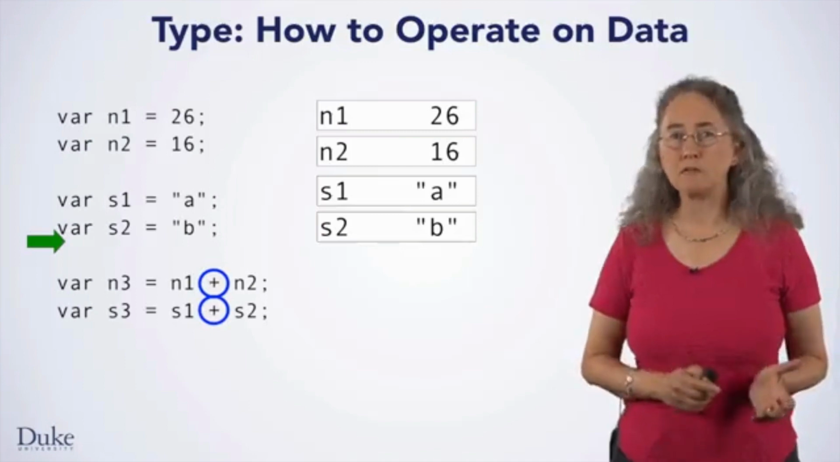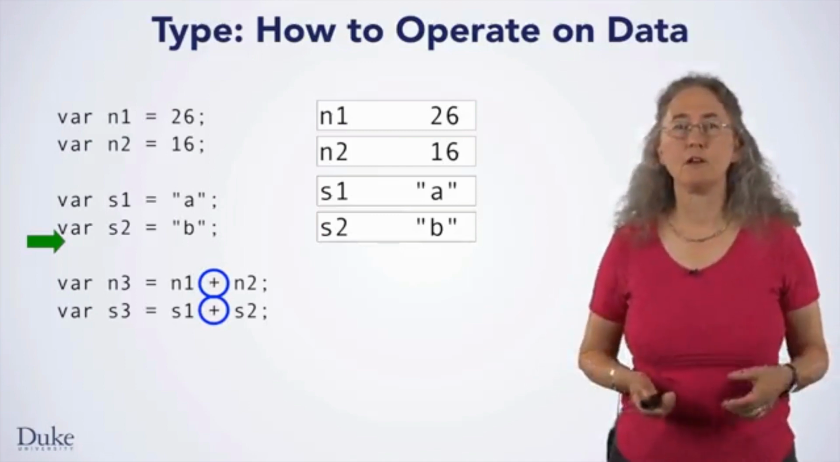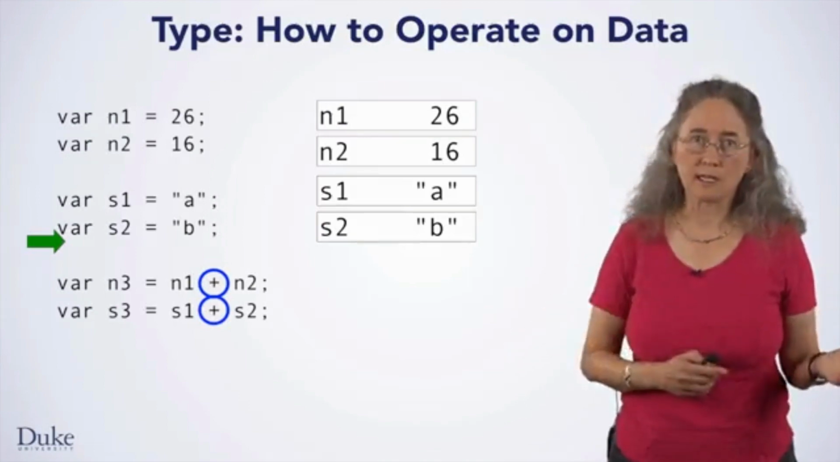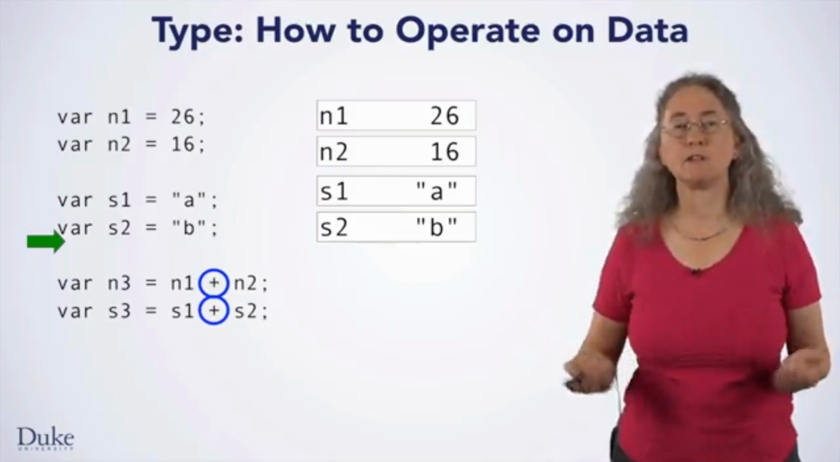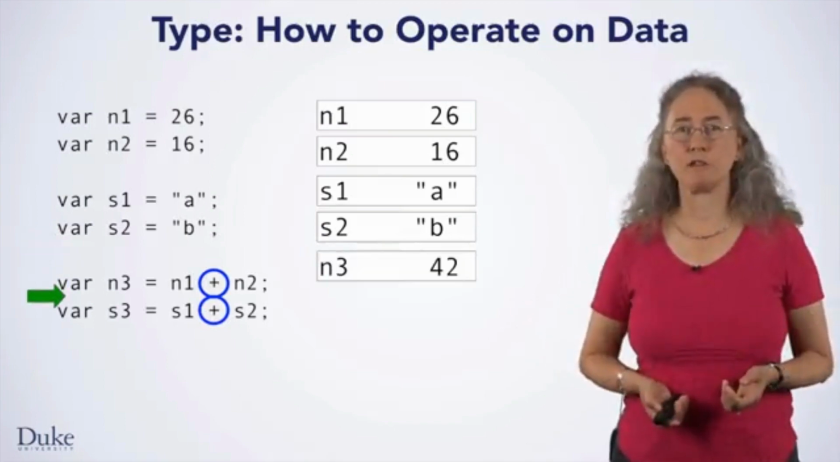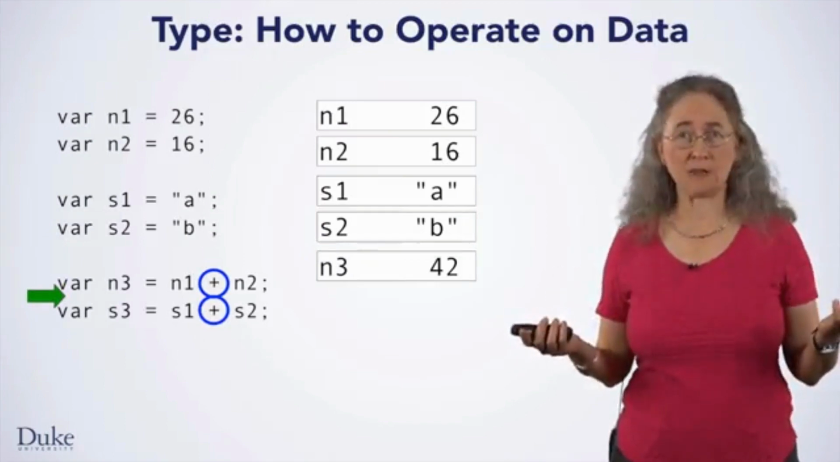Here we are doing N1, which is 26, plus N2, which is 16. Both operands are numbers, so we are just doing numeric addition. 26 plus 16 is 42. Now we are about to do the second plus operation. However, here we're doing plus on two strings, A and B.